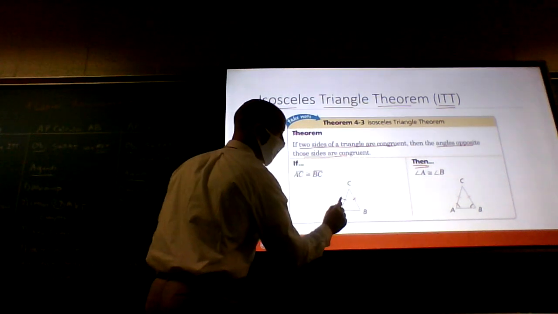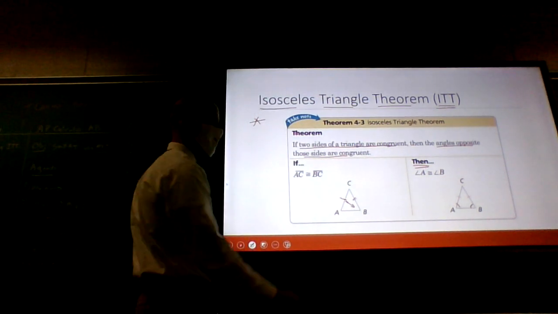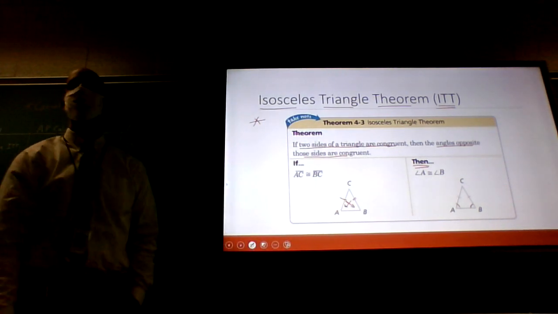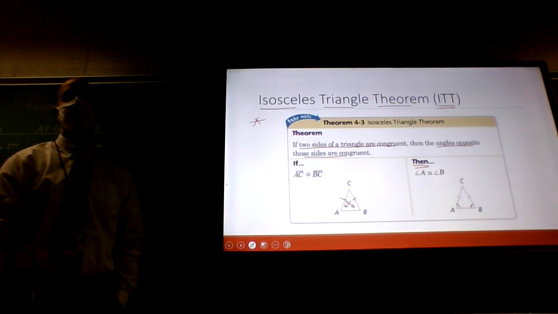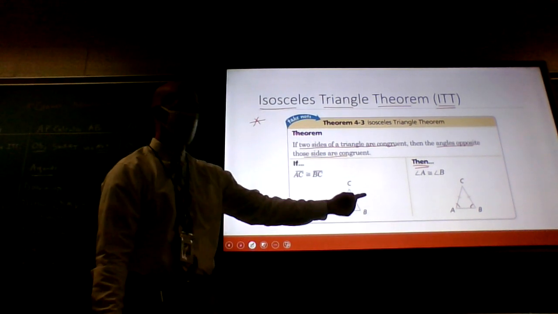So what's the angle opposite this side? Well, if you put a little arrow there, that'd be angle B, correct? And if you put a little arrow opposite that side, that'd be angle A. So here's what the theorem says again. If two sides of a triangle are congruent, then the base angles are congruent. In other words, if the triangle is an isosceles triangle, then the base angles are congruent.